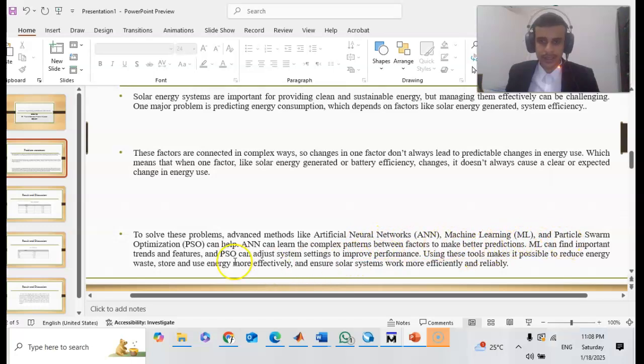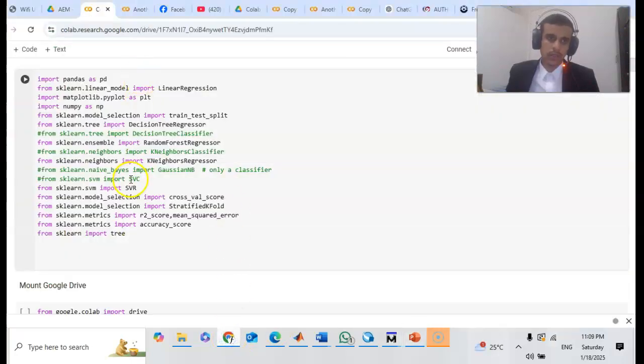To solve this problem, you can use advanced methods like artificial neural network (ANN), machine learning, or particle swarm optimization (PSO). ANN can learn the complex patterns between factors to make better predictions, machine learning can find important trends and features, and PSO can adjust system settings to improve performance. By using these tools, it is possible to reduce energy waste and store and use energy more effectively.